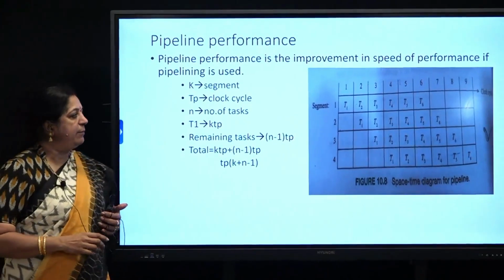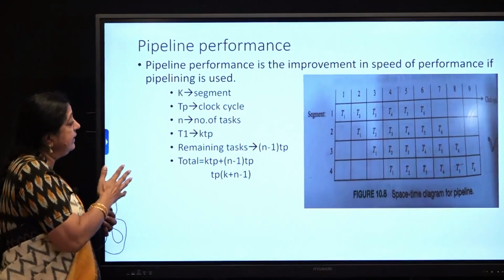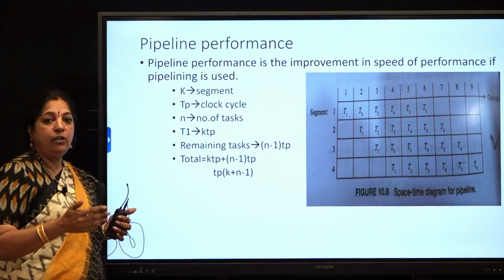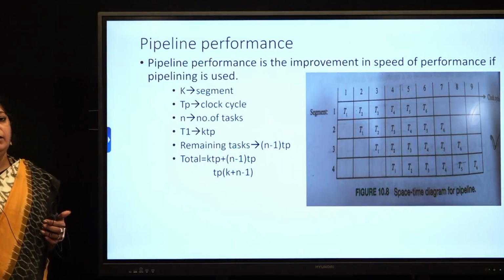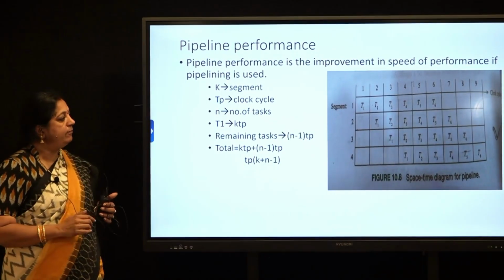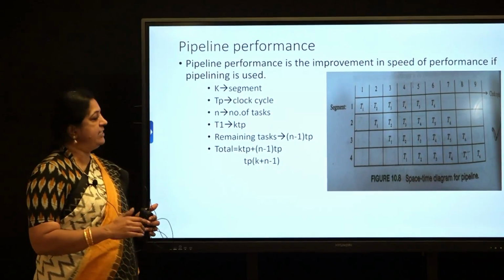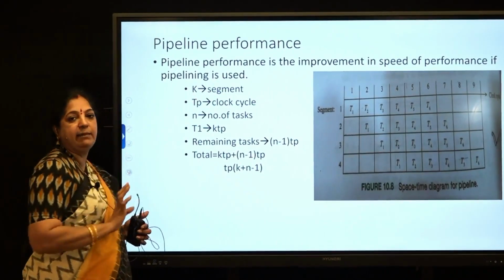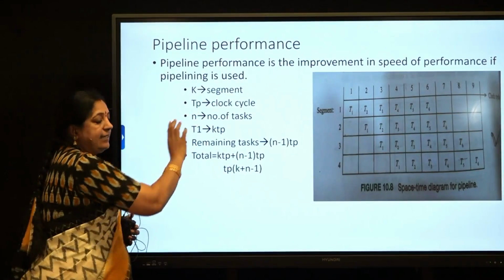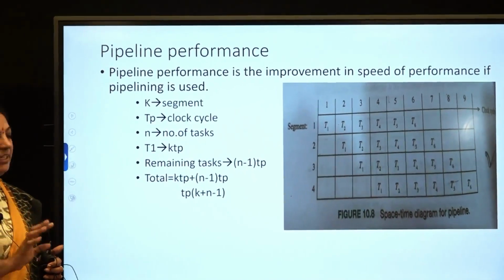Now let us see the pipeline performance. In pipeline performance, the main advantage is to improve the speed of the performance. So how do we calculate the performance using the pipeline and not using the pipeline? That we are going to see here. What are the things that we are going to consider to calculate the performance? K stands for segment. TP stands for time pulse, or clock cycle, or clock pulse, whatever you are taking. N is the number of tasks which you are performing.